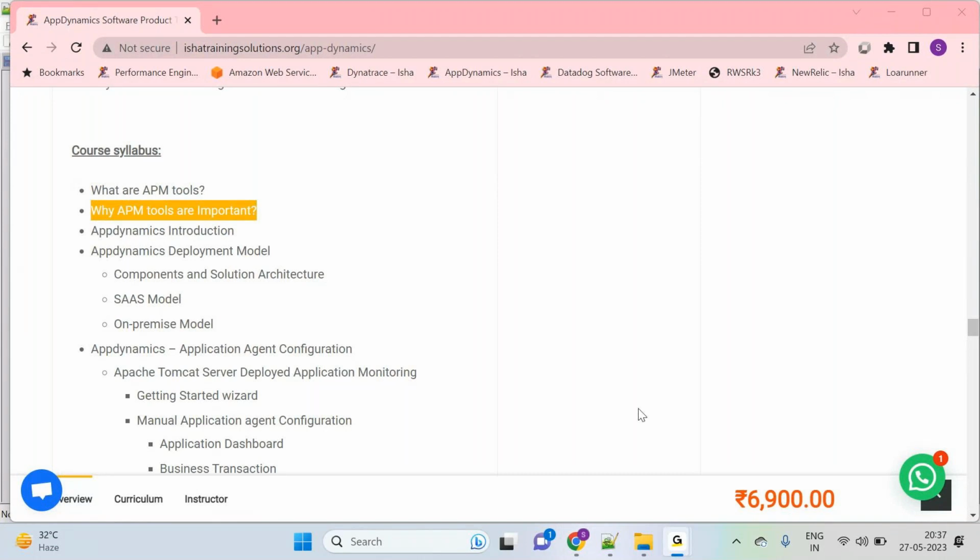I don't know in this forum how many are 8 years or 10 years or more than 10 years experienced. I'm not sure, but you will be aware that traditionally, if you go back, what we did: we used profiling tools, DB profiling tools, client-side monitoring tools, infrastructure monitoring tools. Like that, different tools we used for identifying the root cause of the problem.